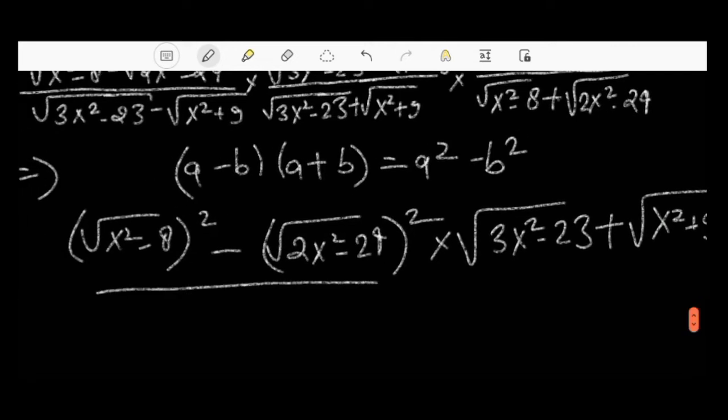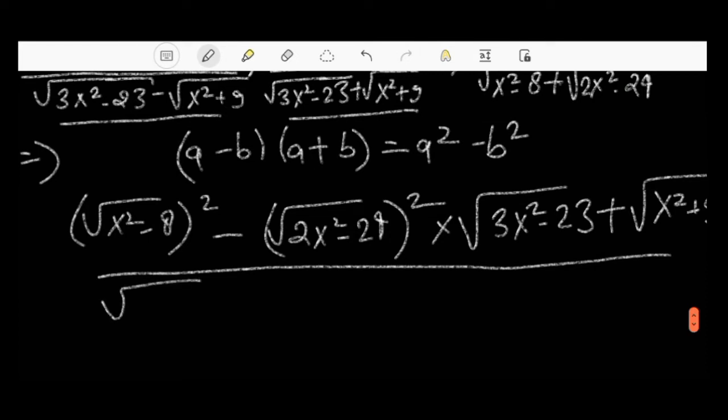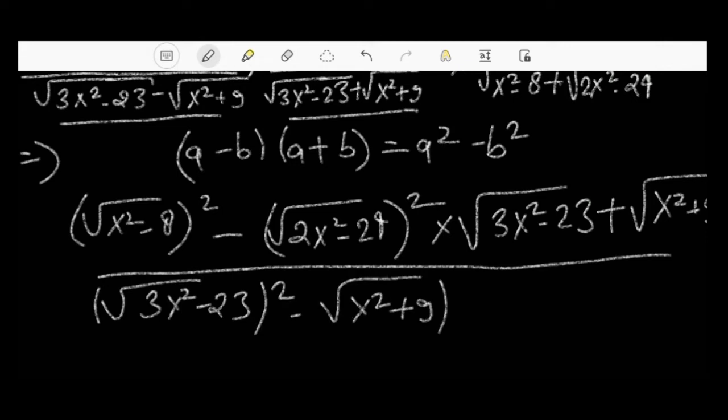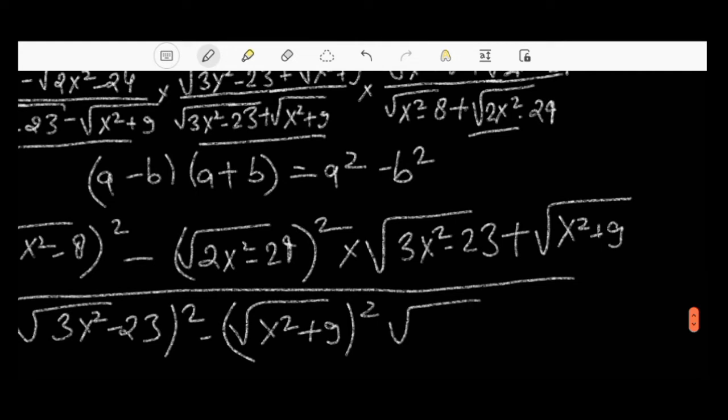Similarly, in the denominator, this is our a minus b and this is our a plus b, so we can say square root of 3x square minus 23, whole square, minus square root of x square plus 9, whole square, and we're left with this square root of x square minus 8 plus square root of 2x square minus 24.